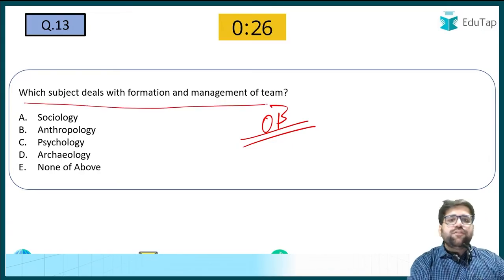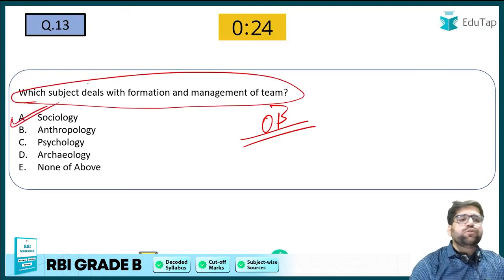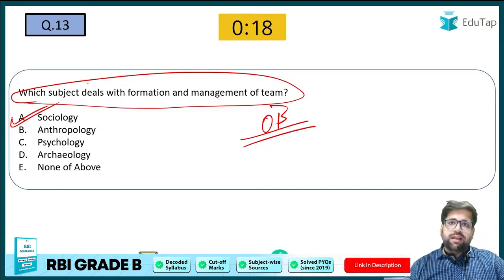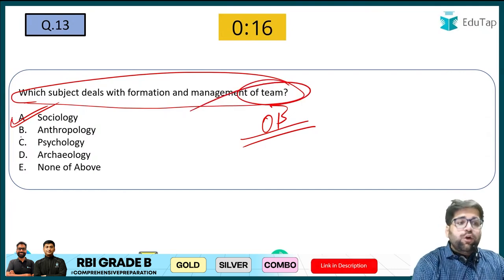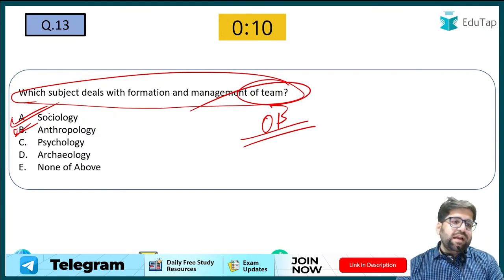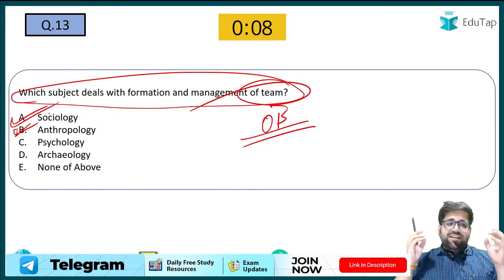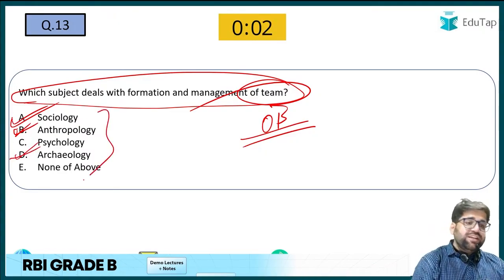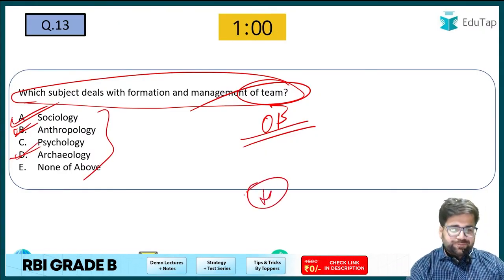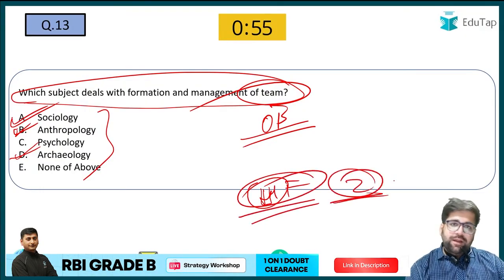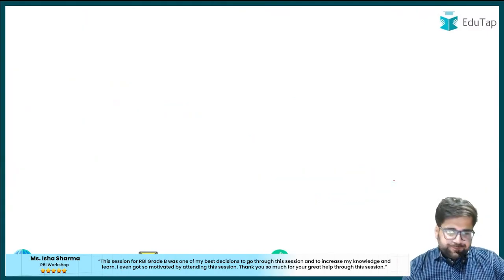So, which subject deals with the formation and management of teams? Yes, the correct answer will be sociology. Under sociology, you will understand how a particular group works, so you can easily relate your answer to this. What is anthropology? Anthropology means the study of mankind. Psychology, again, is related to your mind. Archaeology is studying old artifacts. A very good revision type of thing, but a very easy question. I would say low hanging fruit. You could have easily grabbed 2 marks here, and those who get this question wrong or leave such questions, it's a blunder.